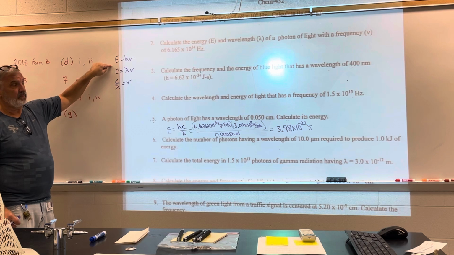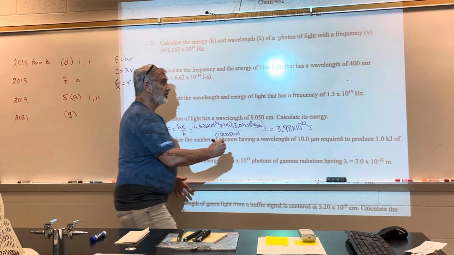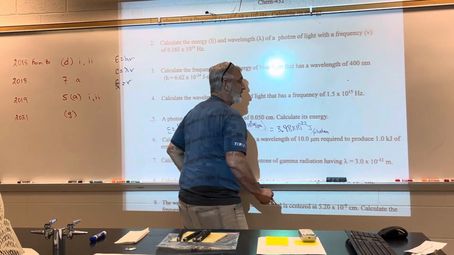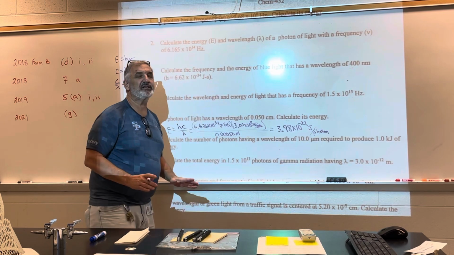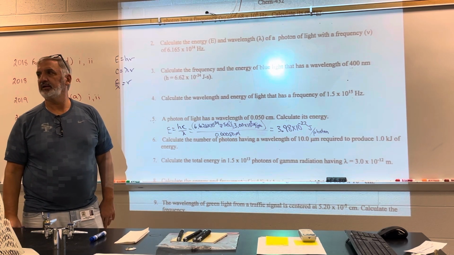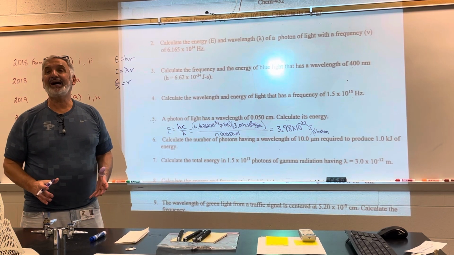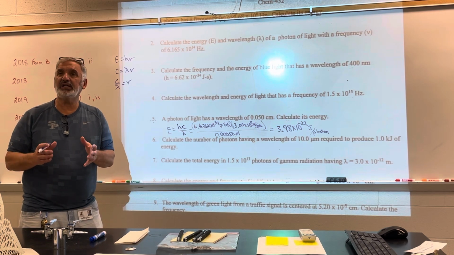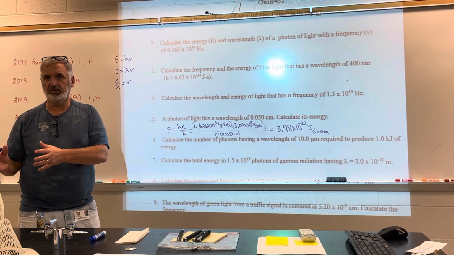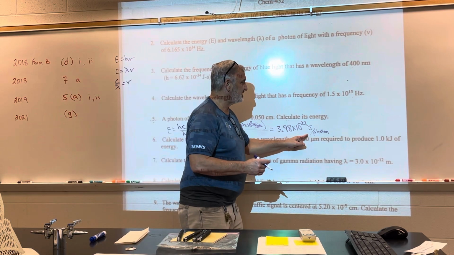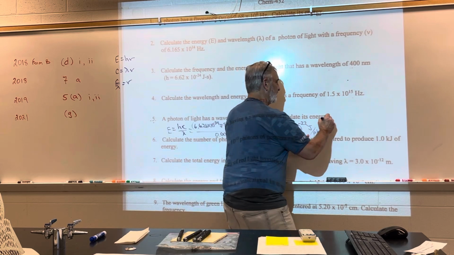How would you write that? You can say joules or you can say joules per photon. Will we get it wrong if we don't put the per photon? No, okay, but you're missing the point of where I'm going with this. A lot of times, especially in AP, it wants it in kilojoules per mole. Well, how do I change this to kilojoules per mole?